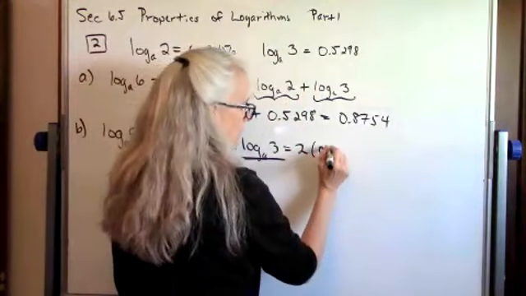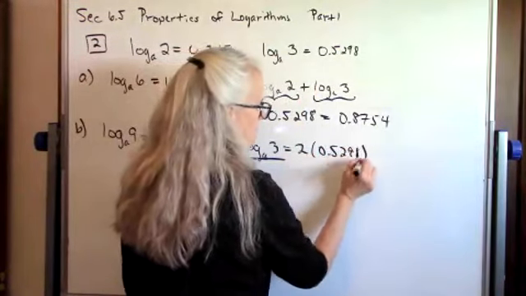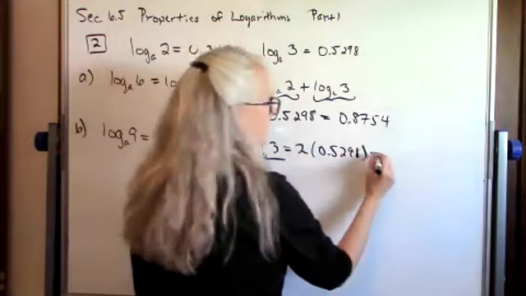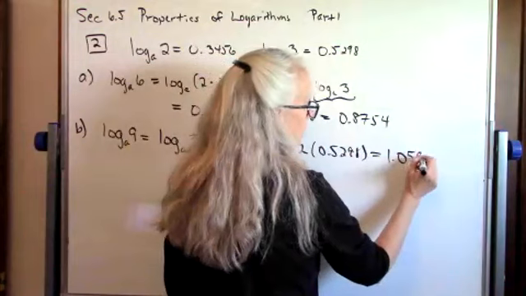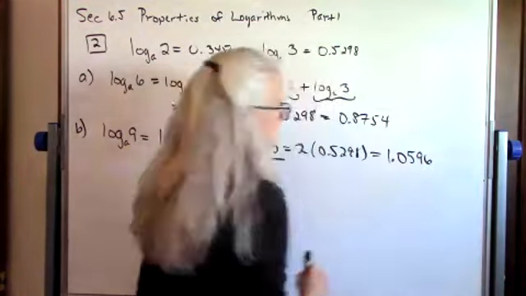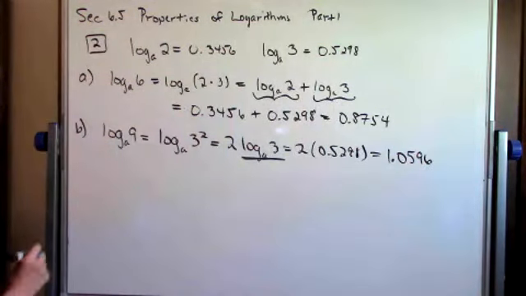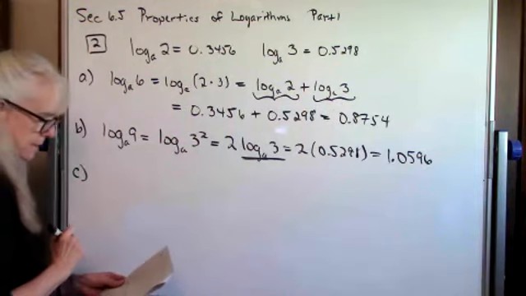So I'm going to take out all of that and replace it with its decimal, 0.5298. And we have the 2 times that. And if you take 2 times that, you're going to get 1.0596. Wonderful.